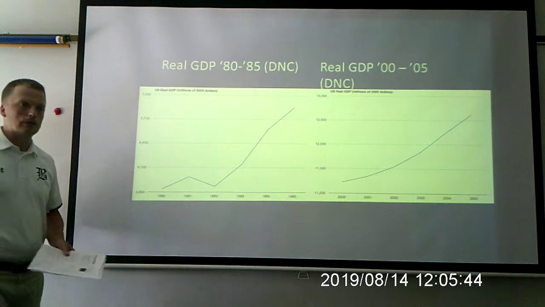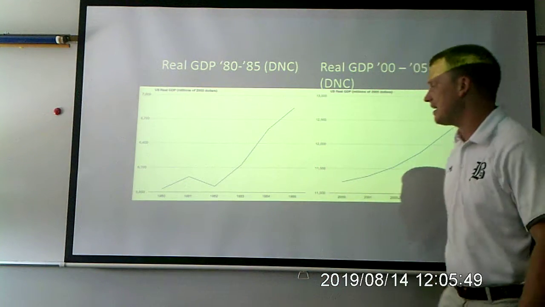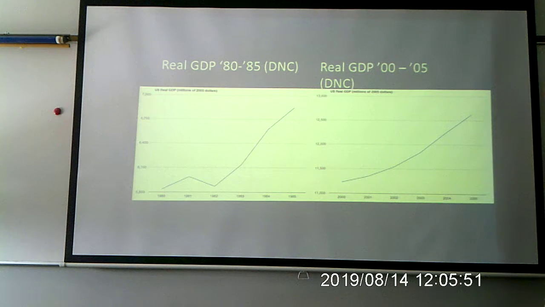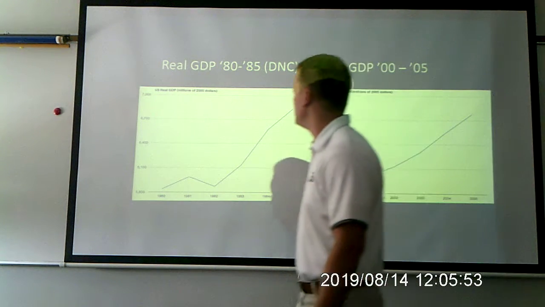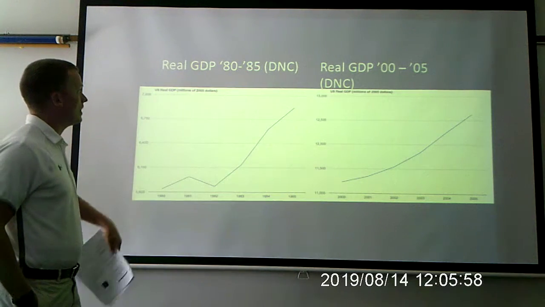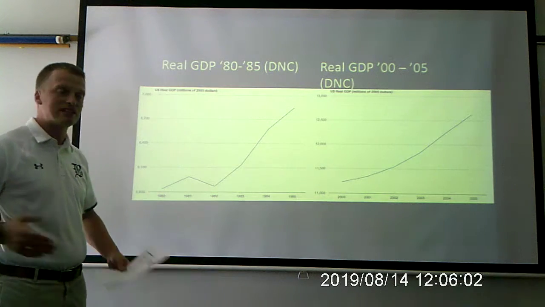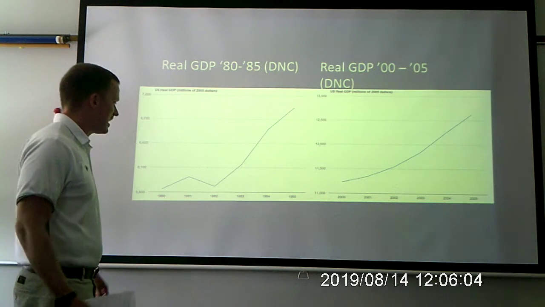So, if we look at the graph for real GDP, what you should notice is that there's a different story here than what nominal GDP suggested. Real GDP from 80 to 85, we actually see a downturn, don't we? We see a downturn, and that wasn't the case in the other graph.